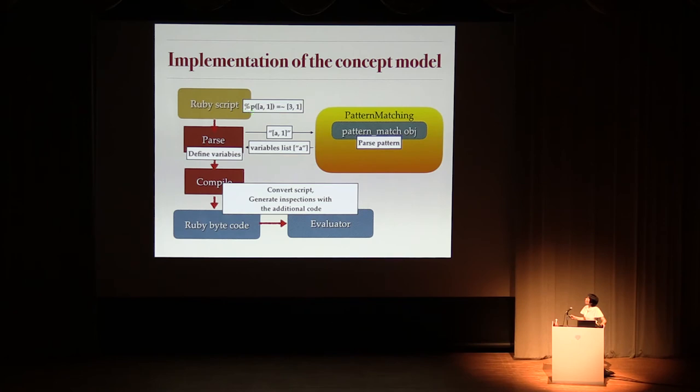This is the Ruby process. The Ruby script, the code you write every day, is parsed and converted to the AST, the abstract syntax tree, compiled to Ruby bytecode, and evaluated. The code with %p and equals tilde, on parsing, calls the pattern matching class, initializes this class with the content of %p, bracket a, comma 1, bracket, and gets the variables list from this object. It's only an a. And here, variables are defined.